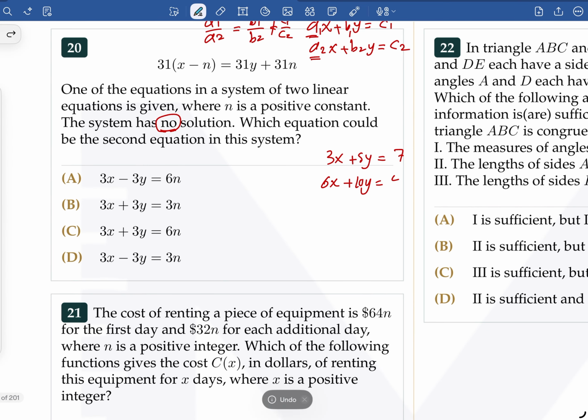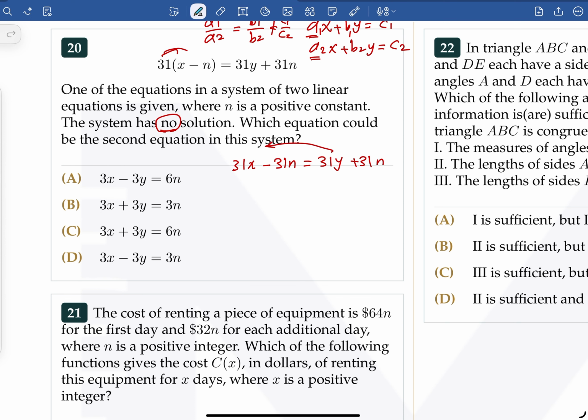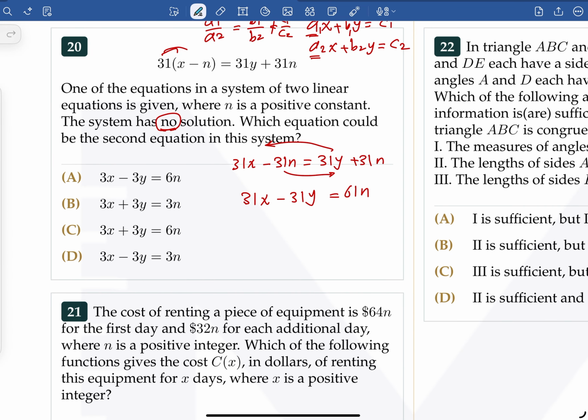The same thing happens here, but we need to simplify this equation given here. We have this equation, we need to distribute. 31 times x is 31x, minus 31 times n, 31n, equals 31y plus 31n. We need to combine x and y together. We need to move this number and this number here. 31x plus minus 31y is equal to 31n plus 31n is 62n. So the second equation here should contain different signs, as you can see here, but let's check the first one. For example, 3x minus 3y is equal to 6n.